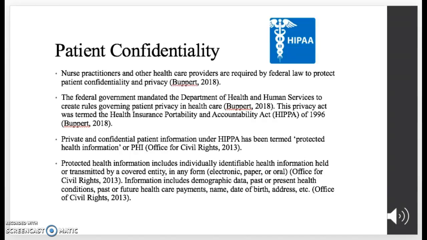Patient information that must be kept confidential was termed Protected Health Information, or PHI. This protected health information includes any individually identifiable health information that is in any form, whether that is electronic, paper, or oral. Information that is included is information such as demographic data, past or present health conditions, past, present, or future healthcare payments, name, date of birth, address, and much more.